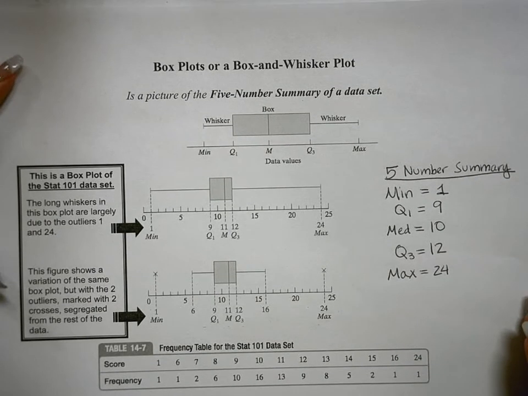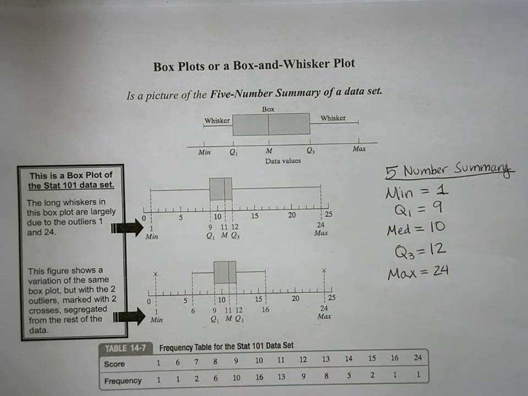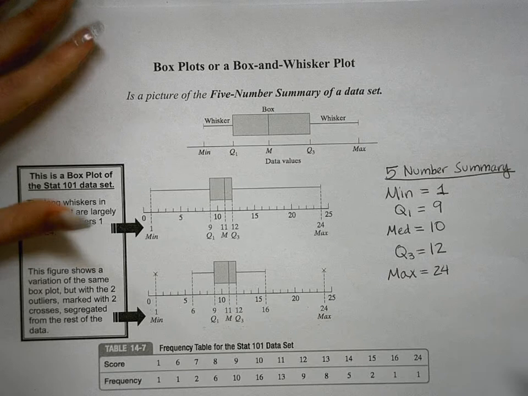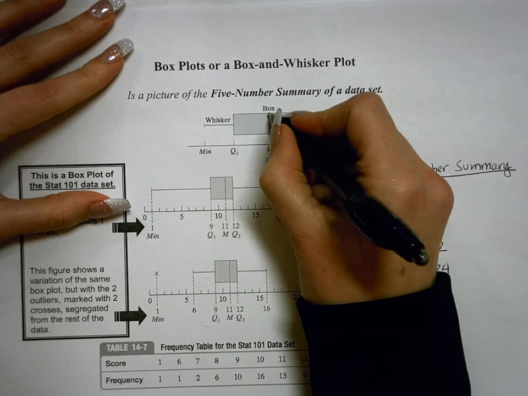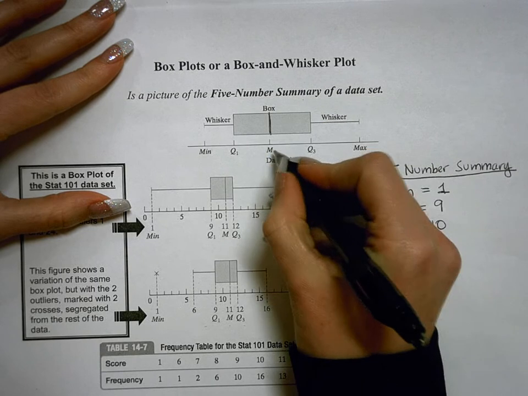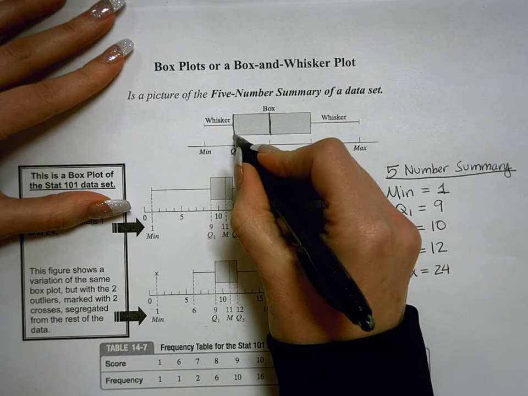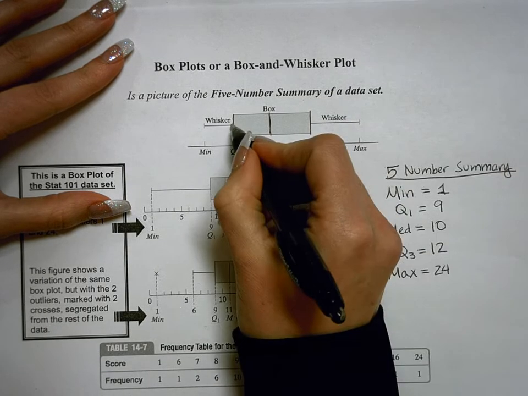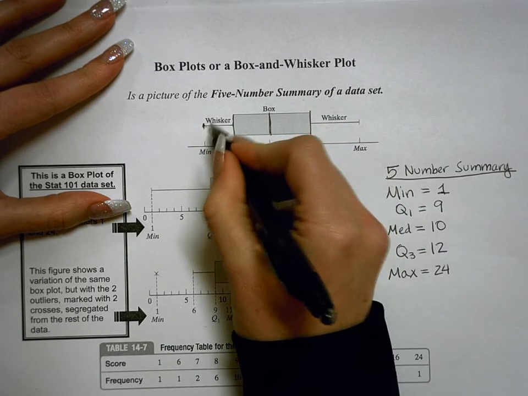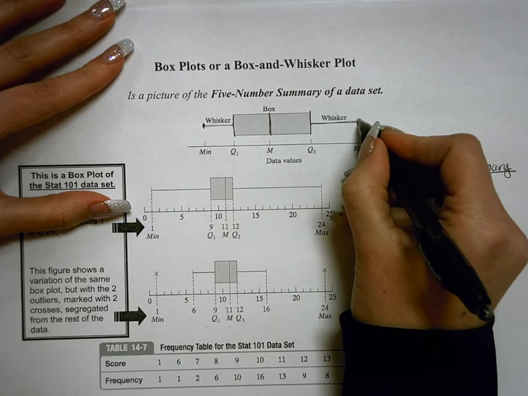So a box and whisker plot is basically a picture of the 5-number summary. Here you have a box. The box is made up of the middle part, this line, that's the median. The two ends, this would be the first quartile, this would be the third quartile, and then it breaks into the whiskers. This would be the minimum, and this other one would be the max.